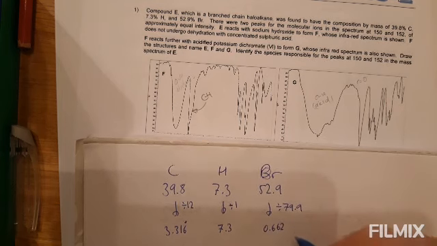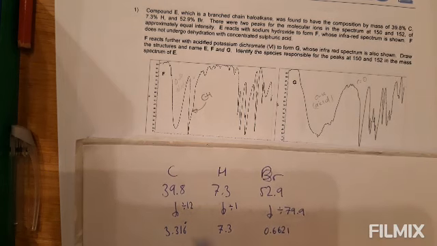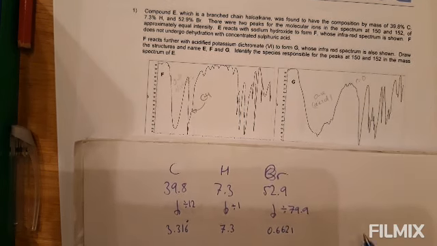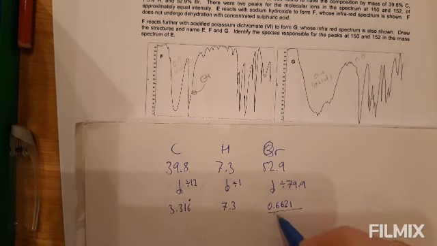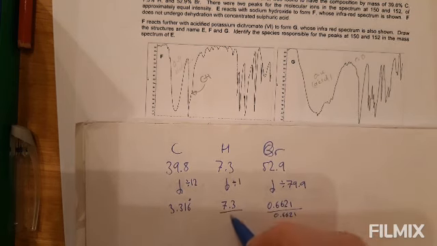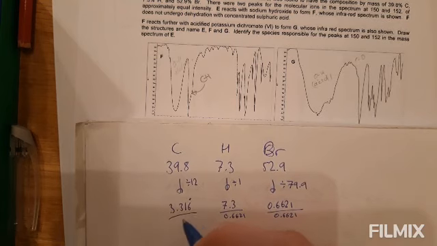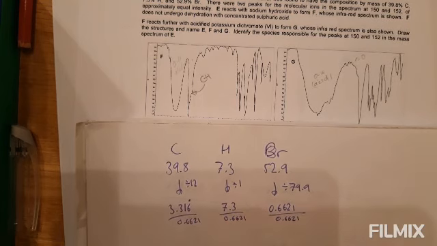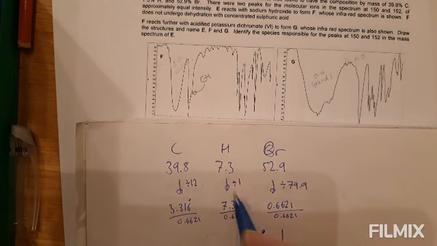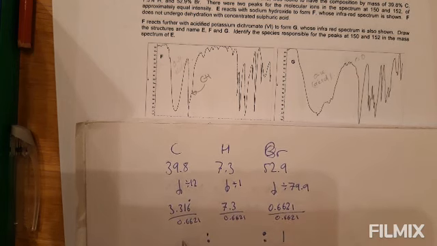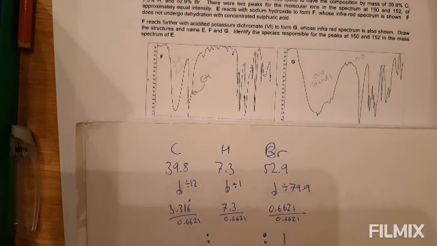0.6621. Alright, then what I do with these numbers, which don't look particularly useful, I simplify by dividing by the smallest number. So I'm going to divide them all by 0.6621. And that gives me a ratio of one of these. Let's see if I can guess that in my head. That looks about 11, doesn't it?